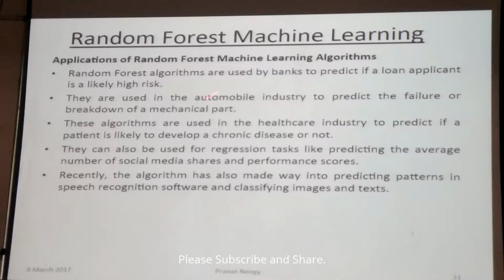Applications, again, used to predict loan applicants. They are also used in the automobile industry to predict the failure or breakdown of a particular mechanical part, and in the healthcare industry to predict if a patient is likely to develop a chronic disease or not. Now, these are really very wide because a lot of decisions are taking place, such as age, what medicine one takes, whether one smokes, which city one lives in. So all those decisions combined together can be brought together to come to this.